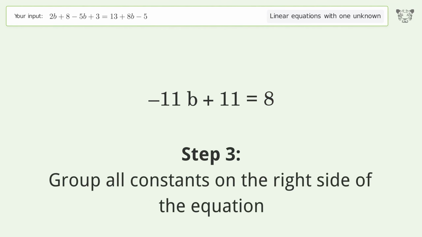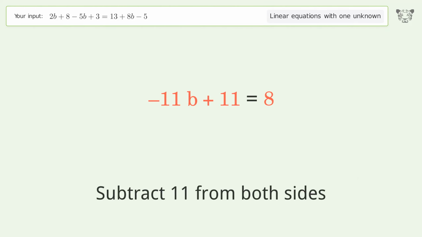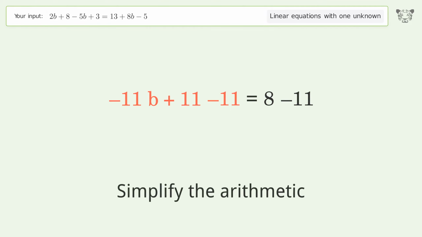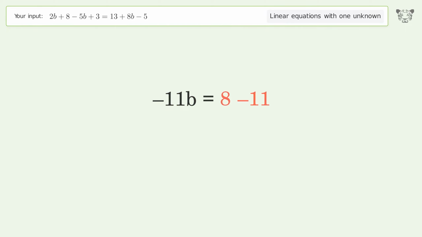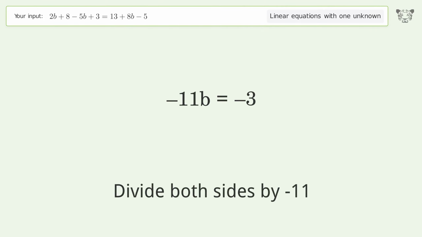Group all constants on the right side of the equation. Subtract 11 from both sides. Simplify the arithmetic. Isolate the b. Divide both sides by -11.